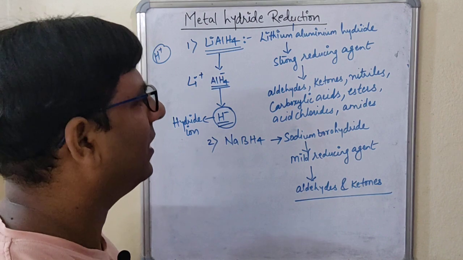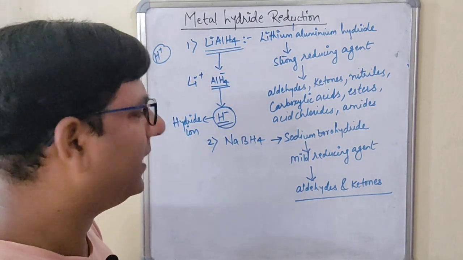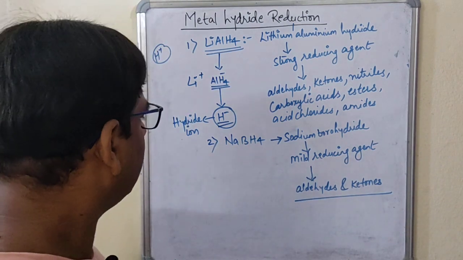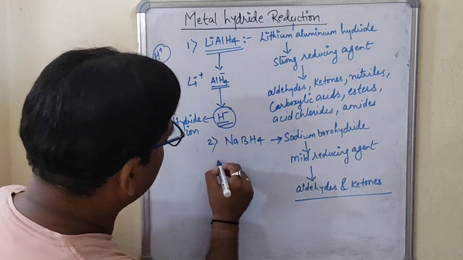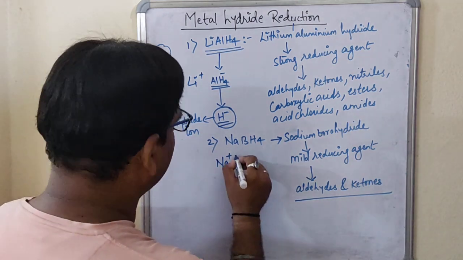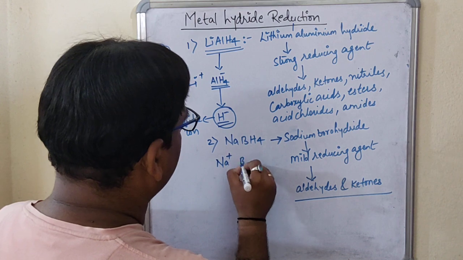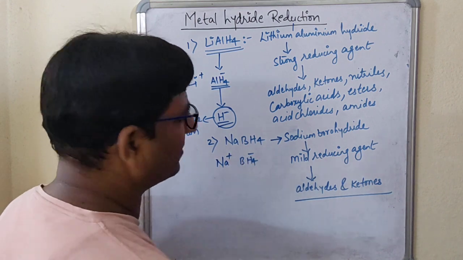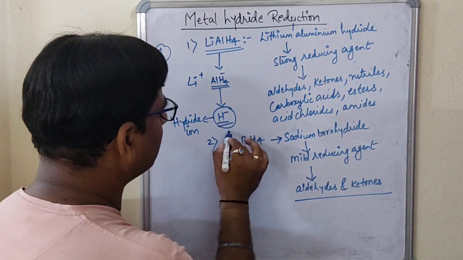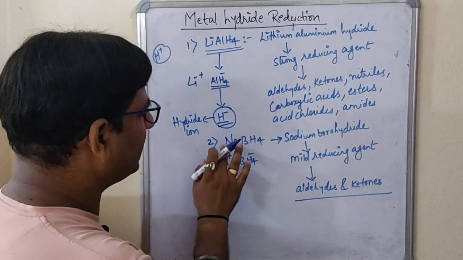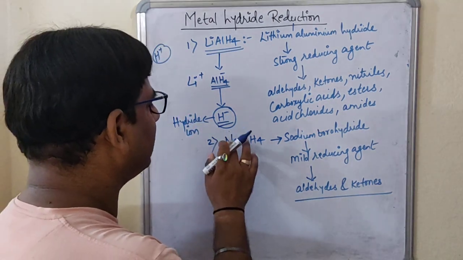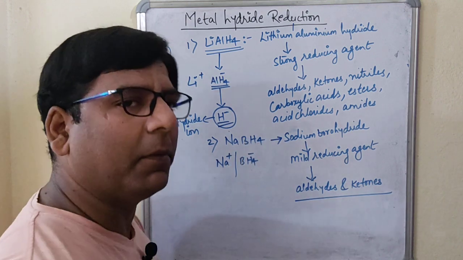You can add one more. Amides also it can reduce. But this is restricted to the aldehydes and the ketones. Now this also, if it breaks, this is sodium plus, Na plus, right? And we have BH4 minus. This is again breaking into sodium plus, it will get the positive charge, because this is a metal and sodium, you know, is highly electropositive in nature. This is Na plus and this is BH4 minus.